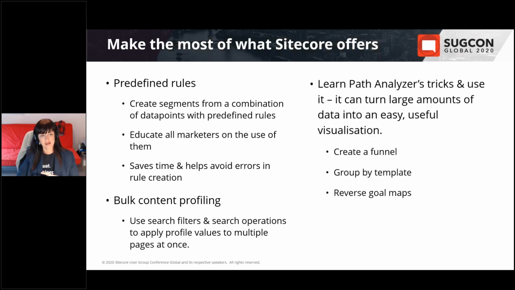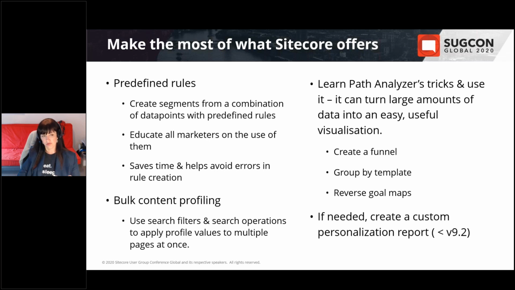Path Analyzer. Now, don't be deterred by the spaghetti you get when you first go into Path Analyzer. Learn how to use it, and you'll be able to discover a lot of very useful information. Being able to create a funnel, group by template, reverse goal maps, etc. There is a lot in there. It is the black box of Sitecore.